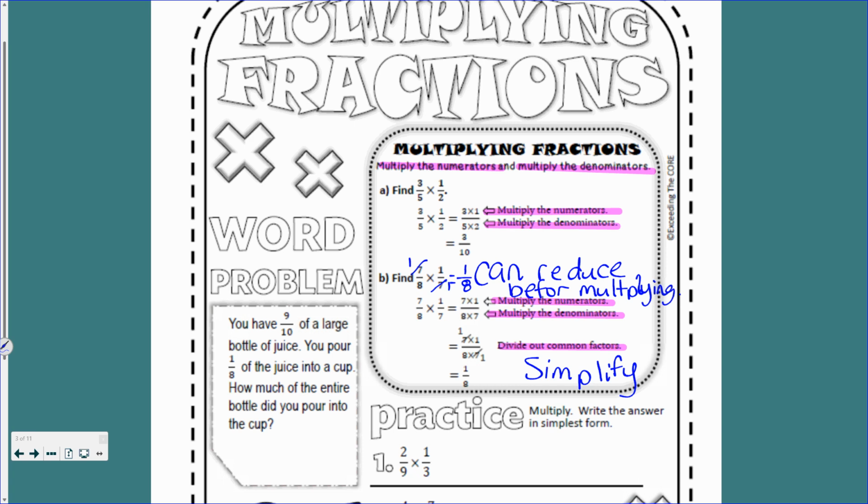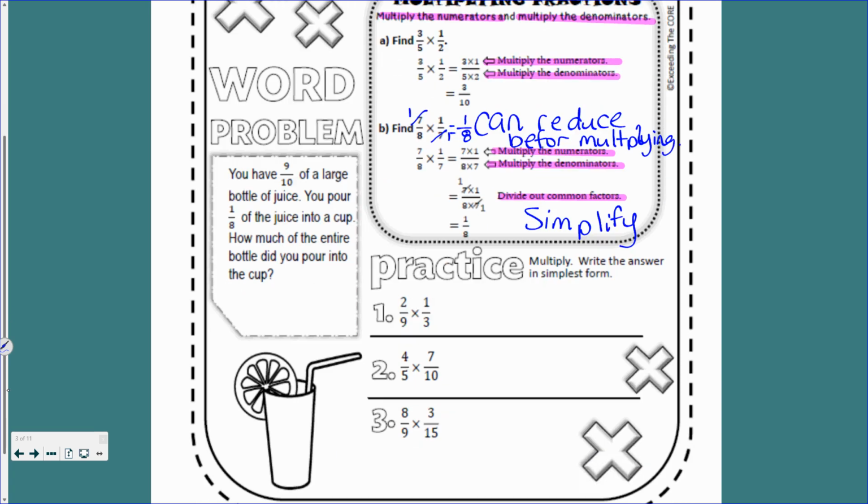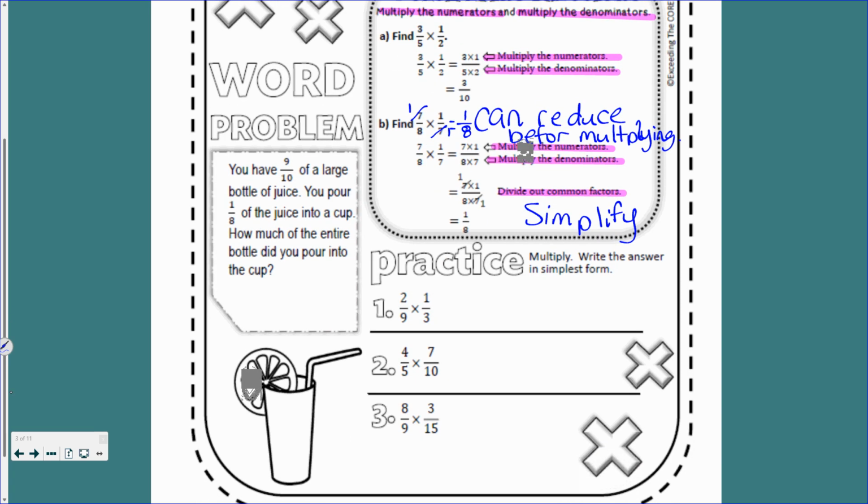Everything I write on the board, you should write on your paper. All right, so I want you to do the 4 problems that they gave you for practice, 1, 2, and 3, and then the word problem over here, and then we will go over them in about 3 minutes. Go for it.